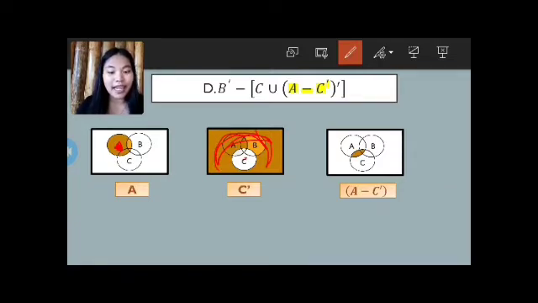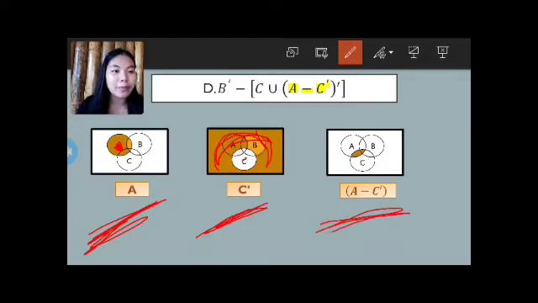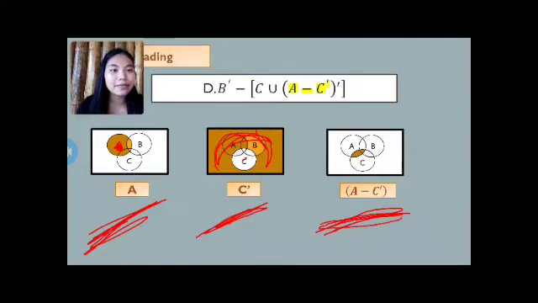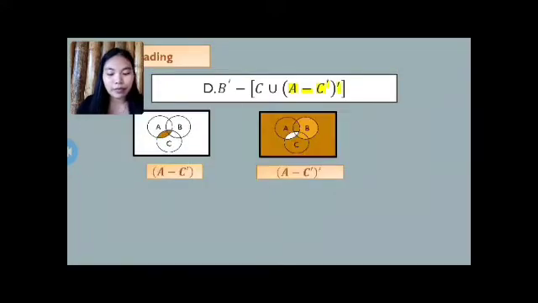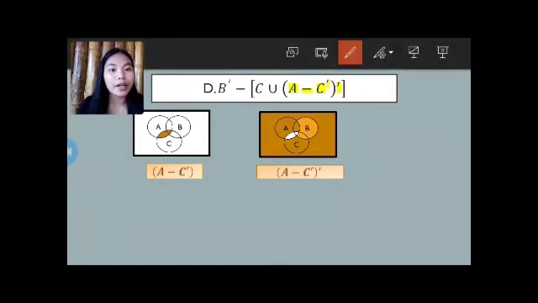So after getting the A and the C prime, we're gonna look at the region A. What is shaded here that does not have in the C prime is our answer. So this is what our A minus C prime looks like. So now we have already our A minus C prime.